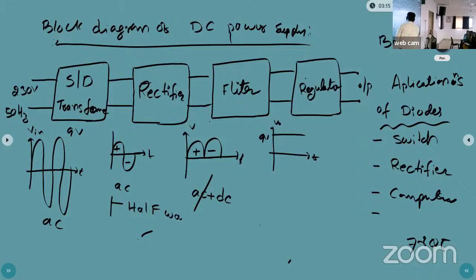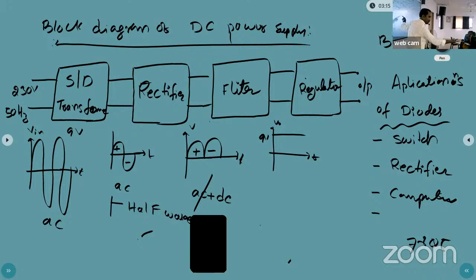Half wave technique. Here we are using only one half, and the remaining half we are ignoring. That rectifier is called a half wave rectifier.